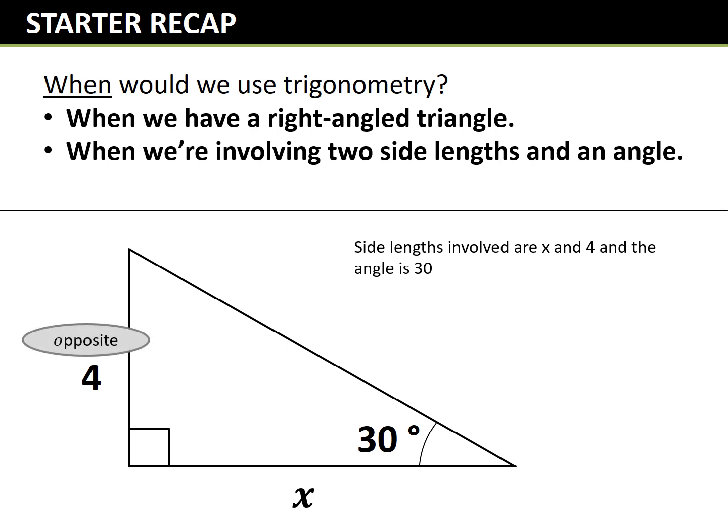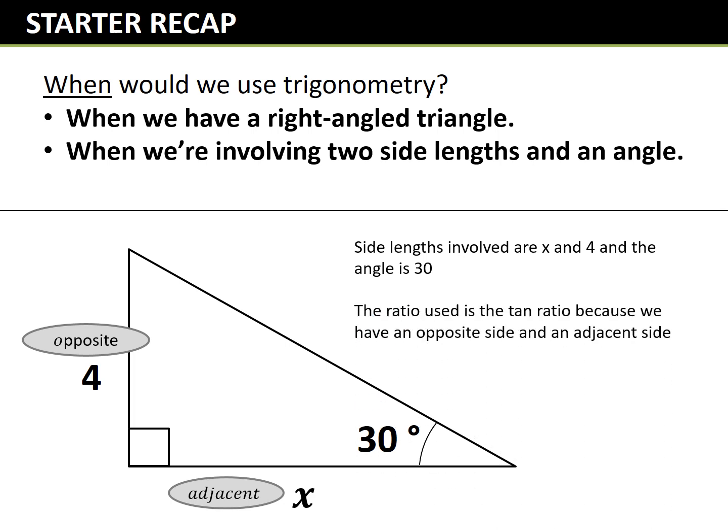So my 4 is opposite to my 30. My x is adjacent to 30. So the ratio used is a tan ratio because we have an opposite side and an adjacent side. So always remember SOHCAHTOA. Whenever you do trigonometry, write SOHCAHTOA at the top of the page.